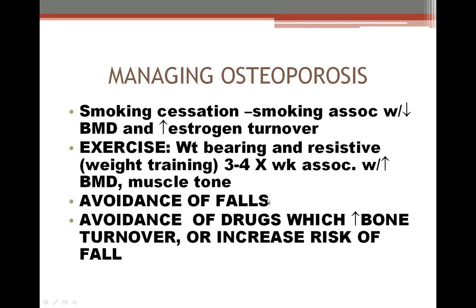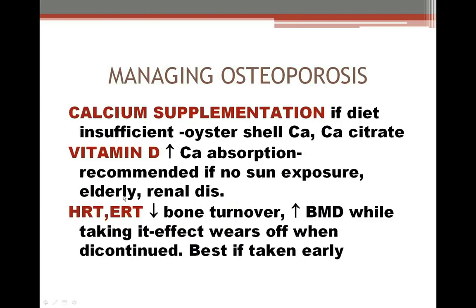Avoiding falls, so getting rid of things that will increase the risk of falls. For example, not having a bath mat increases the risk of falls. Small throw rugs can increase the risk of falls. Avoiding certain drugs, such as sedating drugs, which increase the bone turnover, avoiding steroids, and avoiding things that increase the risk of falling, such as sedation, tranquilizers, things of that nature, can also be an important preventive treatment.